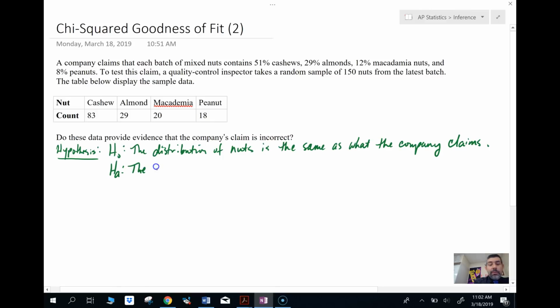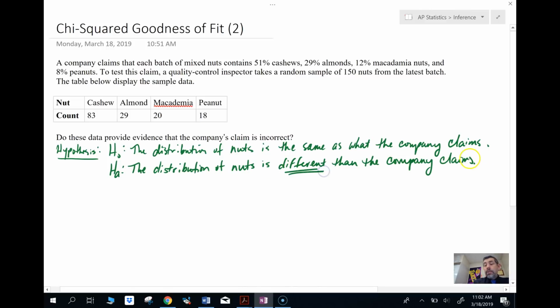The alternative is that the distribution of nuts is different than the company claims. The alternative is always about things being different, and the null is always about things being the same. So you might want to write that down somewhere. The null is always about things being the same. The alternative is always about things being different.